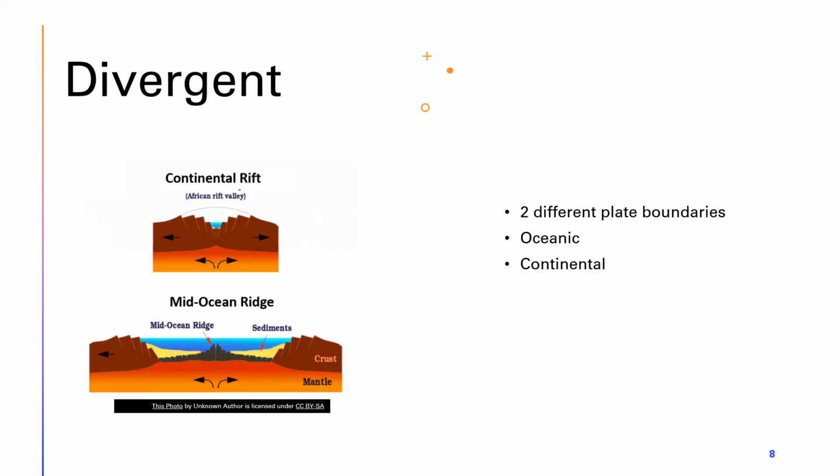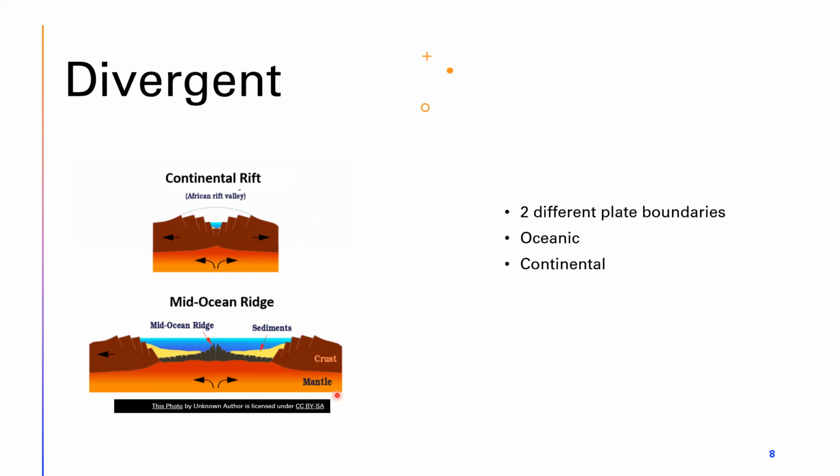On this slide, we are going to talk about divergent plate boundaries. There are two different types, oceanic and continental. Divergent boundaries occur when two plates are moving apart from each other. The spreading of the plates pushes up magma from the mantle, which then hardens and creates new oceanic crust.